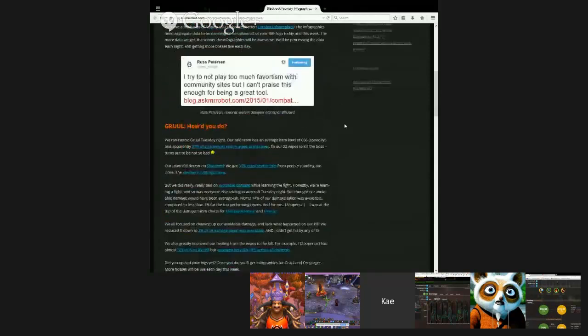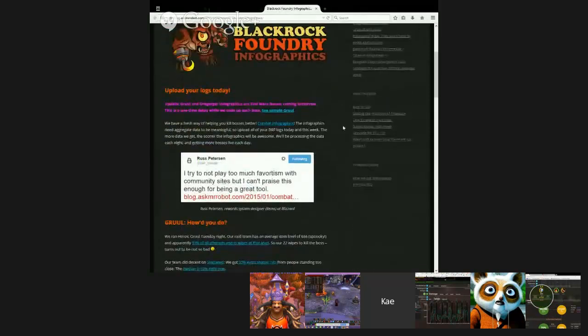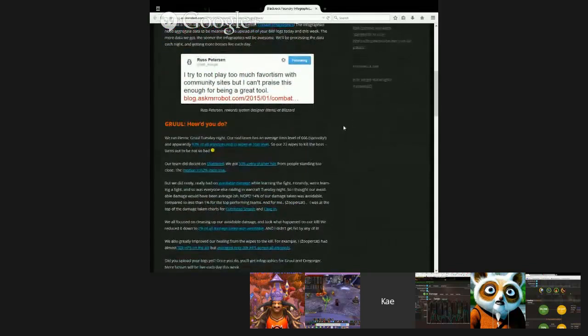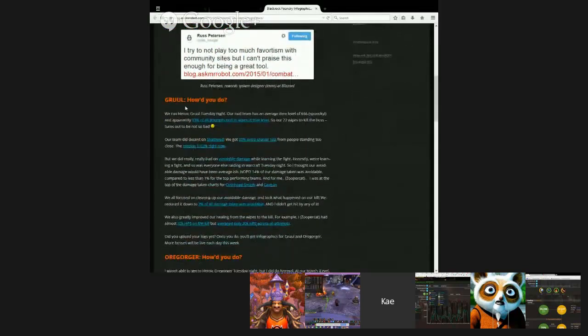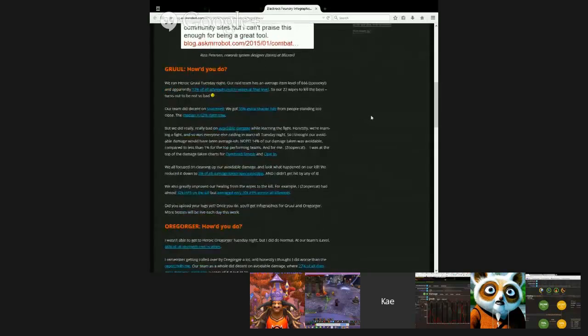They also have Blackrock Foundry, so they're showing some different infographics from Gruul here. It's kind of interesting that they write a nice little story here about how they went in with their group. Their average group item level for their entire group was 666. And they found out, after running their apps, this is Ask Mr. Robot, that of all the raids with that item level, 97% of all attempts by people with that item level resulted in wipes. So that's where they start getting a feel for what's going on.